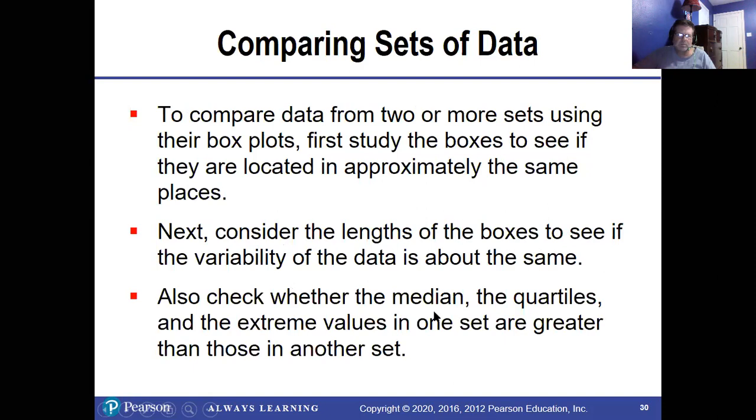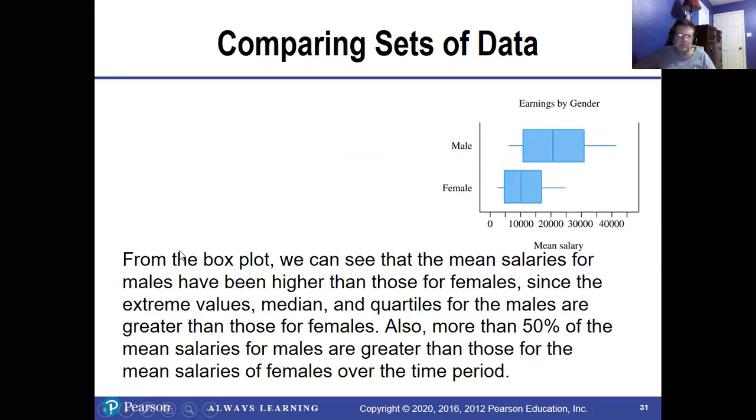Also check whether the median, the quartiles, and the extremes in one set are greater than those in the other set. If all the numbers are bigger than the other one, you're not going to get much comparison. So you have 2 here, earnings for males and for females. Notice this box is much bigger than this box. You also have higher extremes.